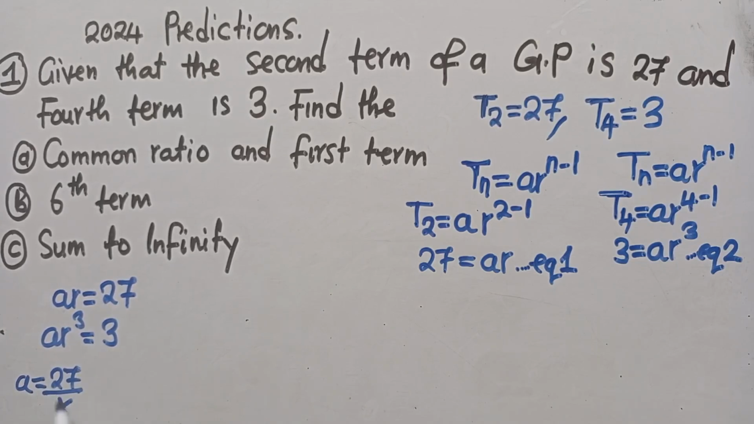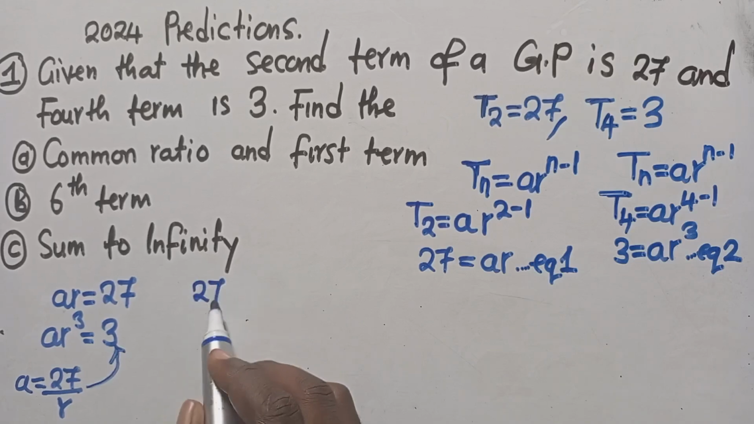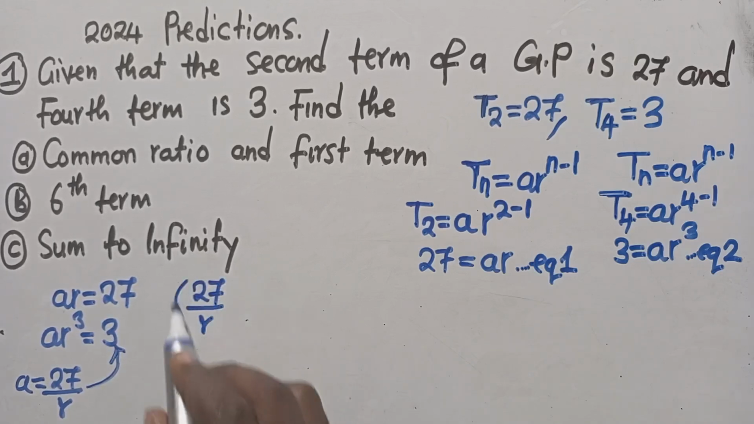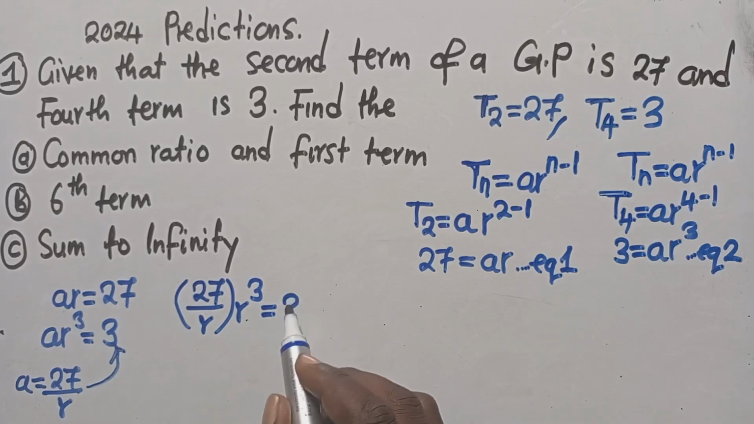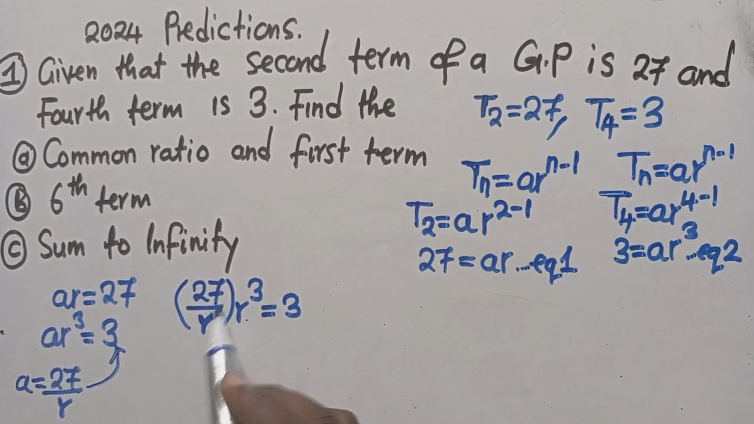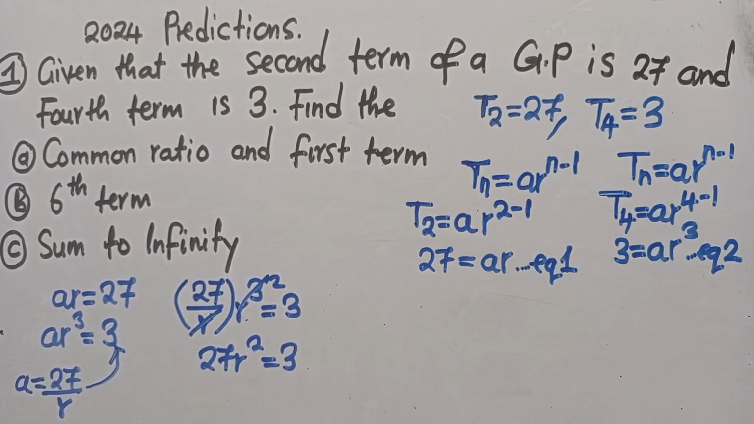It is at this part now where I'm going to substitute it in the next equation. Where there is a, I put 27 over r. Then there is r to the power 3, which is equal to 3. Under the laws of indices, this cancels here and I'm going to have r squared. So this is 27r squared is equal to 3. I divide both sides by 27.